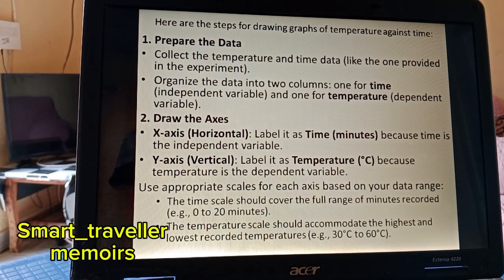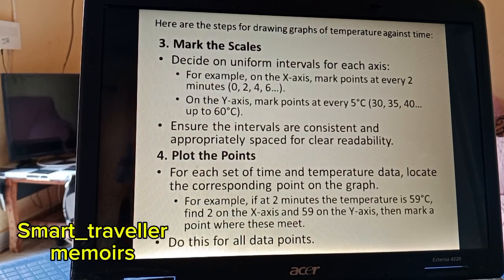The time scale should cover the full range of the minutes recorded, e.g. 0 to 20 minutes. The temperature scale should accommodate the highest and the lowest recorded temperatures, e.g. 30 degrees centigrade to 60 degrees centigrade.